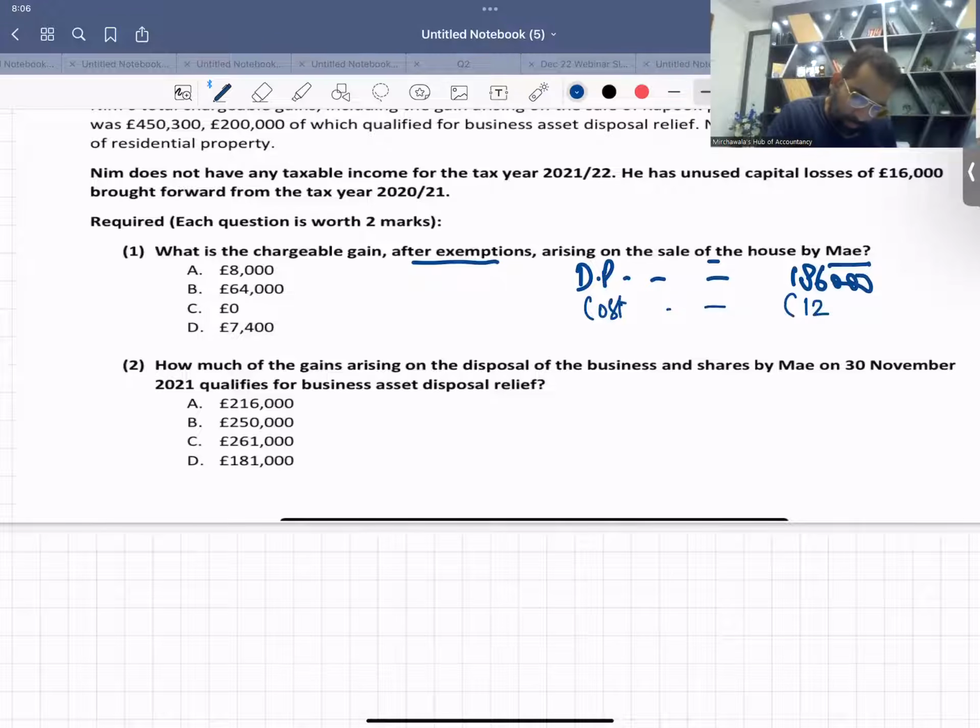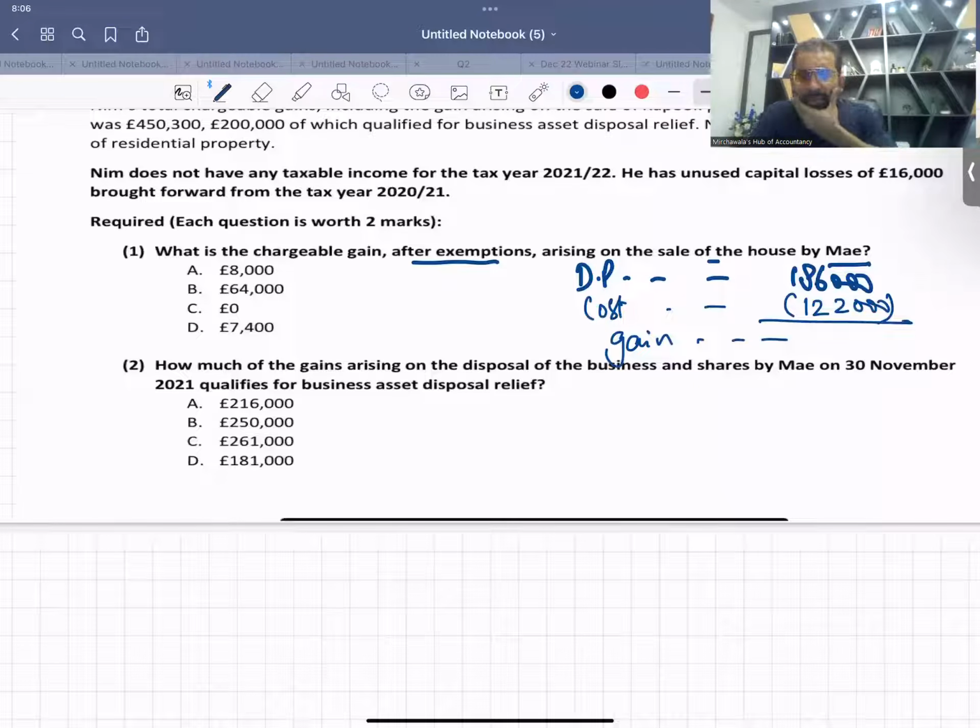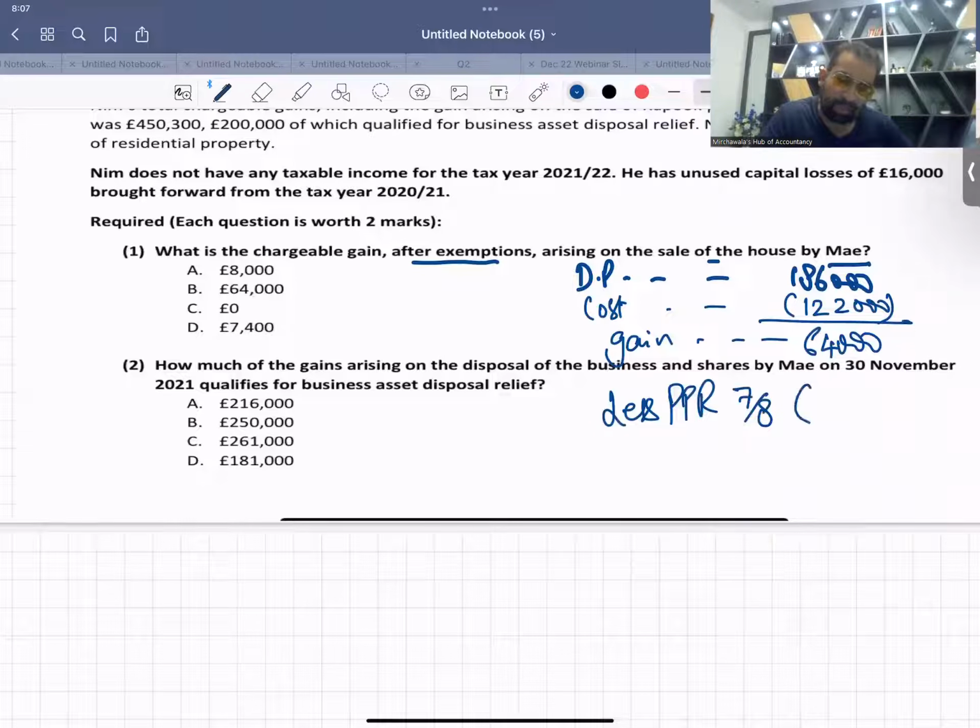Wait. So what's your gain? First calculate the normal gain. What is the gain? It's 64,000. And out of this 64,000, how much PPR exemption will you get? You will get 7/8 exemption. 7/8 is your exemption, so 64,000 times 7/8 is 56,000.